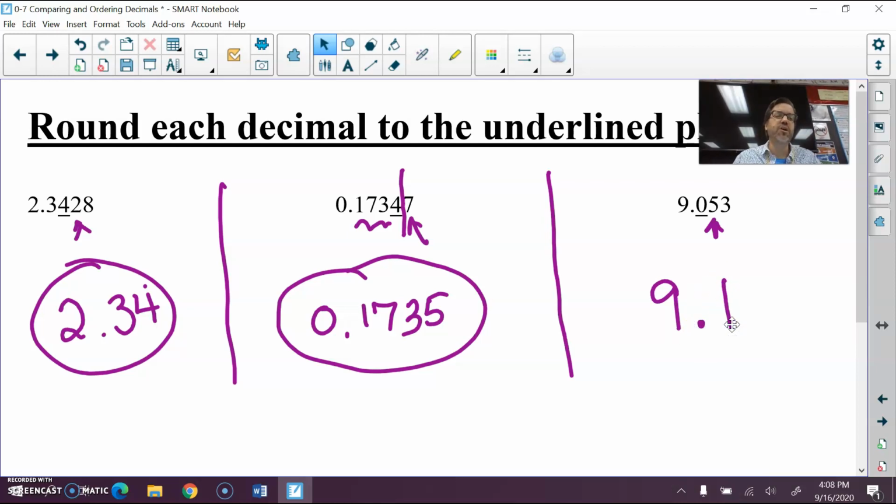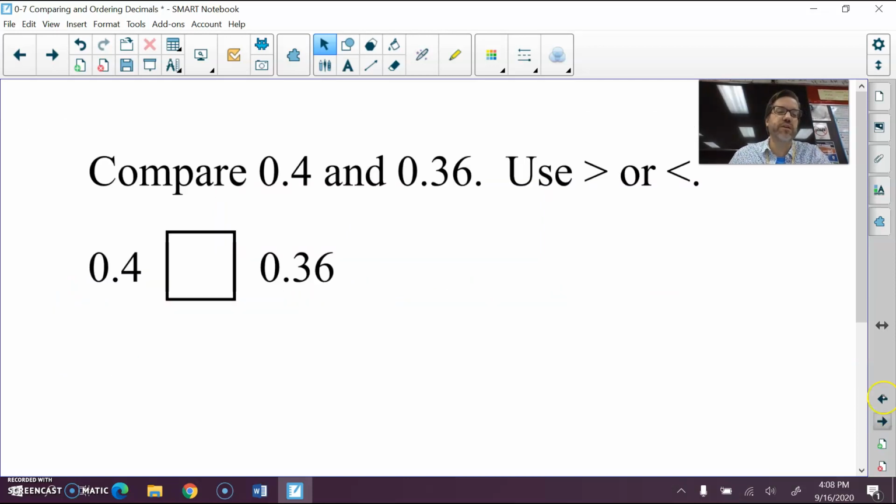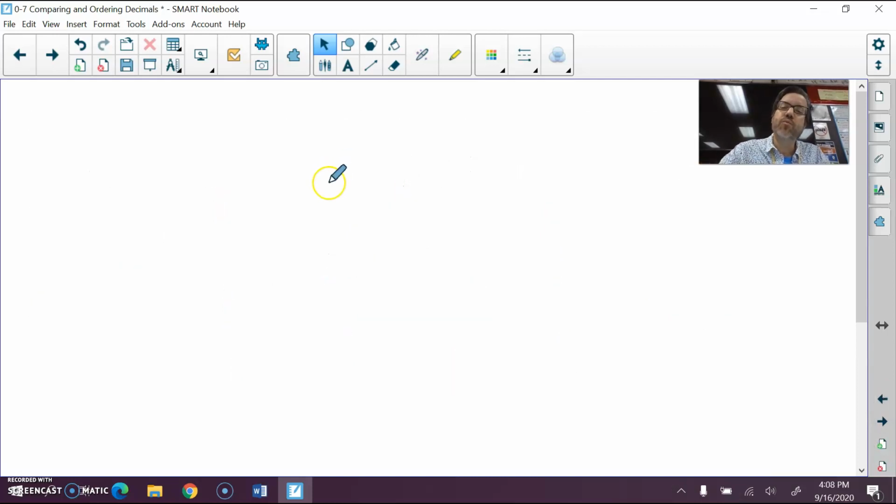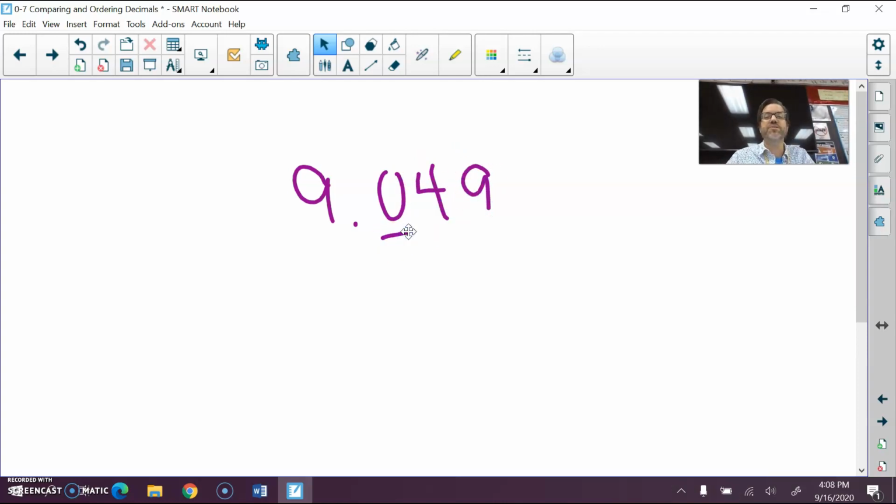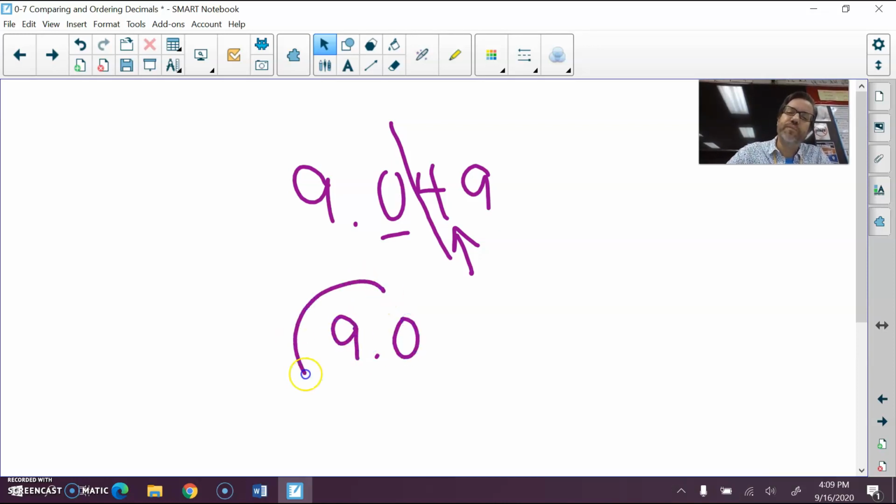Okay, so just a quick question. What if it had been 9.049, here, I'm going to add a page here, and the 0 had been underlined, meaning I want to round to the nearest tenth? So I'm cutting it off right here. If I'm rounding this to the nearest tenth, to the right here in the hundredths place is a 4. And remember, 4 or less, give it a rest, right? So we're not going to be rounding the 0 up to a 1. So if I'm rounding to the nearest tenth, I have 9.0.